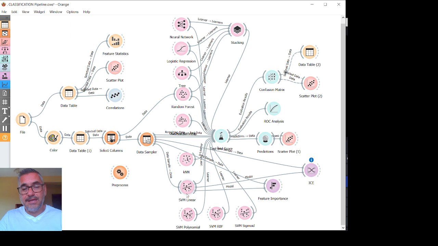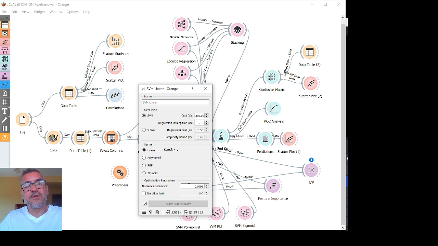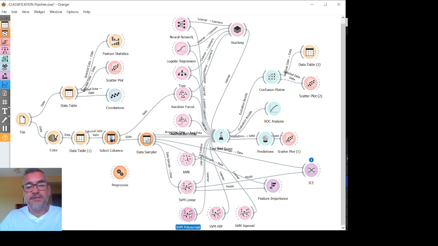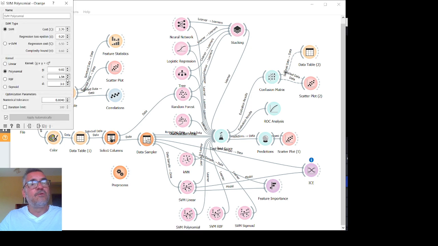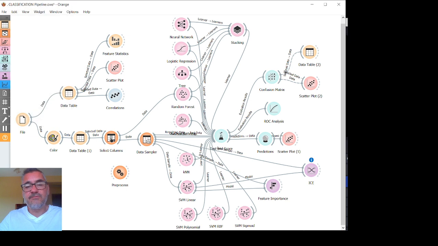For example, as you can see here, I have the SVM node algorithm, but here, as you can see, with a linear kernel. Now here I have the SVM with a polynomial kernel, the SVM with the RBF, and the sigmoid kernel. So we have a total here of 1, 2, 3, 4 support vector machines algorithms.